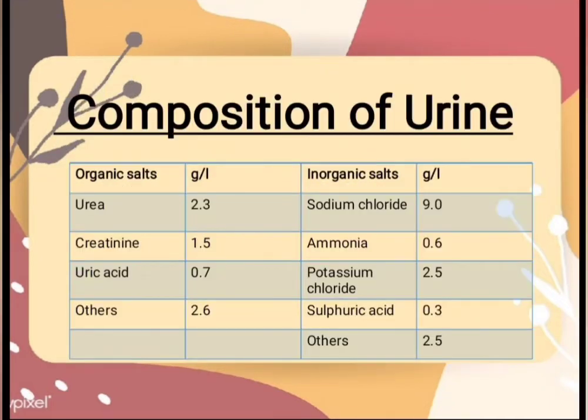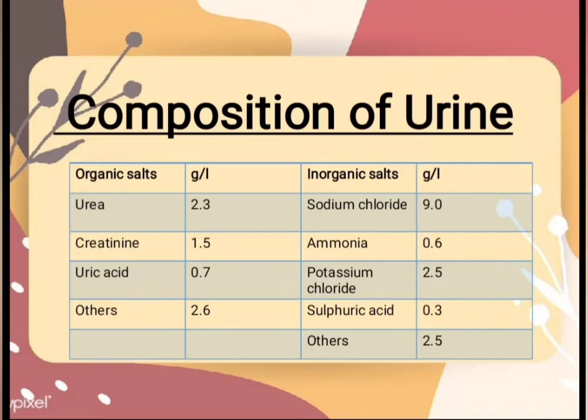Now let's look at the composition of urine. As you can see in the table, the composition of urea is 2.3 gram per liter. Of uric acid, it's 0.7 gram per liter. Creatinine, it's 1.5 gram per liter. And other organic salts are 2.6 gram per liter.